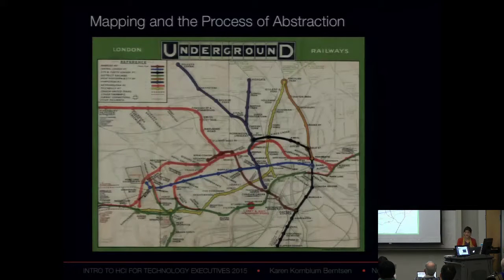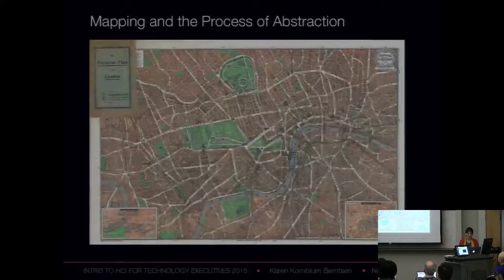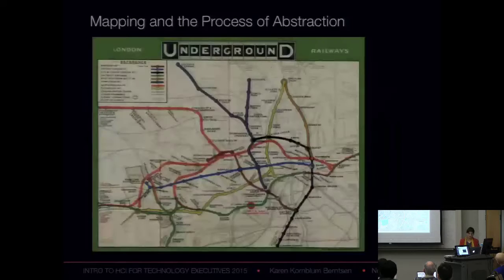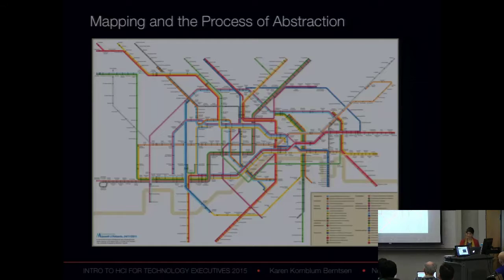This was the very first map of the London Underground. And you can see the relationship between the more literal map and this map. And then finally, you have the current map of the London Underground.